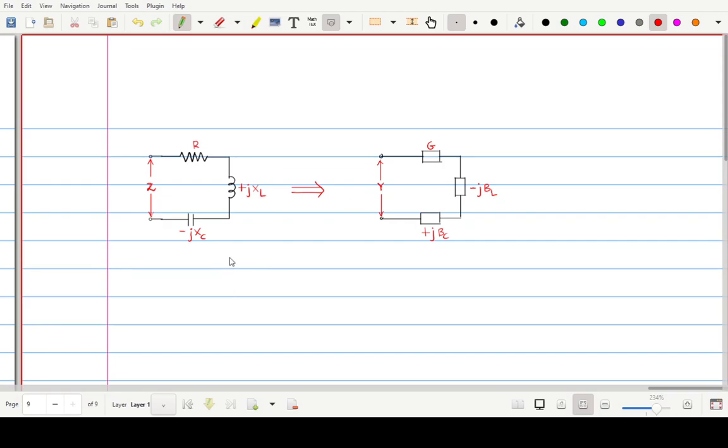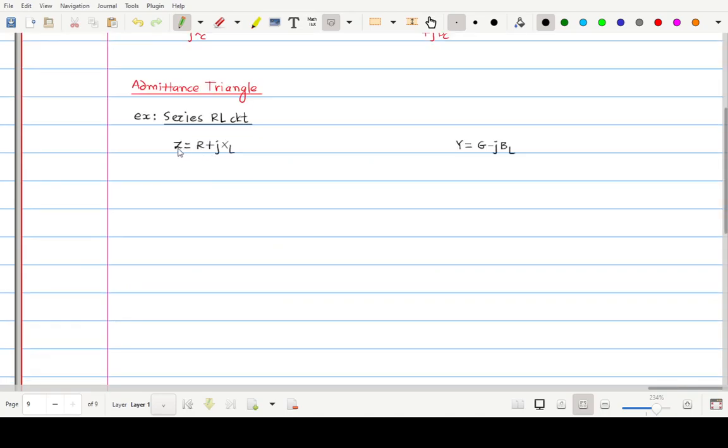Now friends, next we will study is admittance triangle. Admittance triangle will indicate the graphical relation between three parameters: admittance, susceptance and conductance. Admittance triangle can be drawn for any particular circuit. So suppose we are taking example of series RL circuit. First I will draw the impedance triangle and then I will show you how to convert it into admittance triangle. Now what is the mathematical formula for impedance? If you are having RL circuit, then R plus JXL, and what is the admittance? G minus JBL. So this is the mathematical relationship.